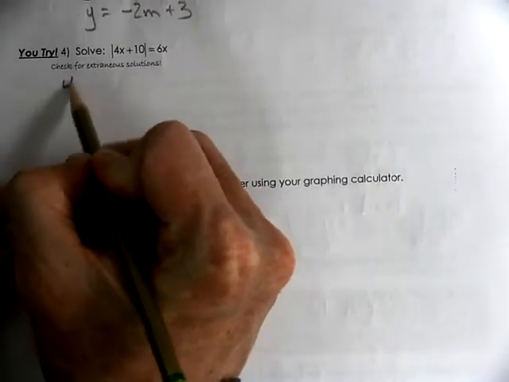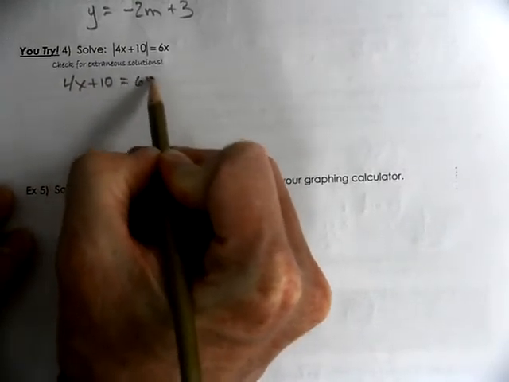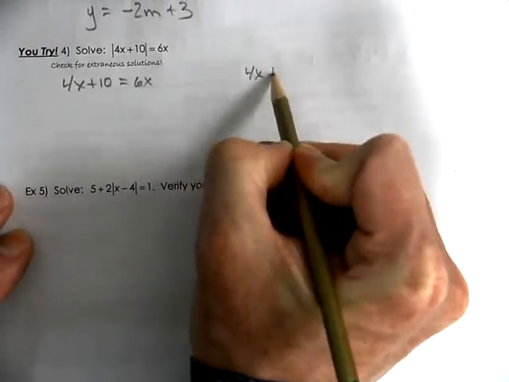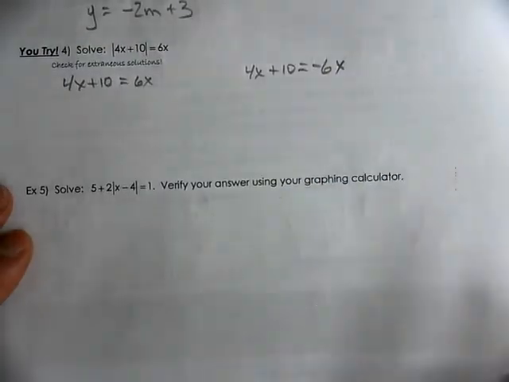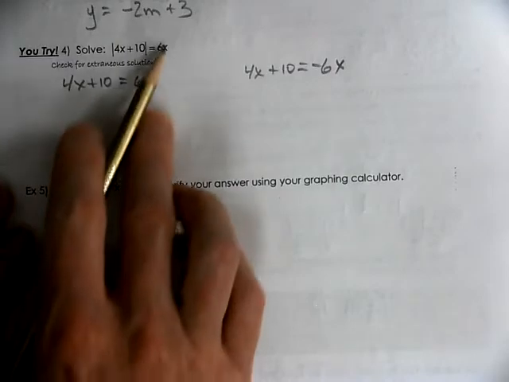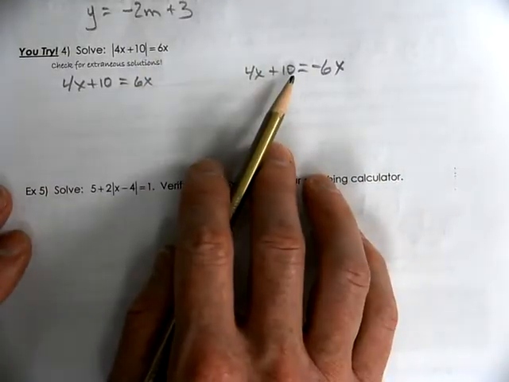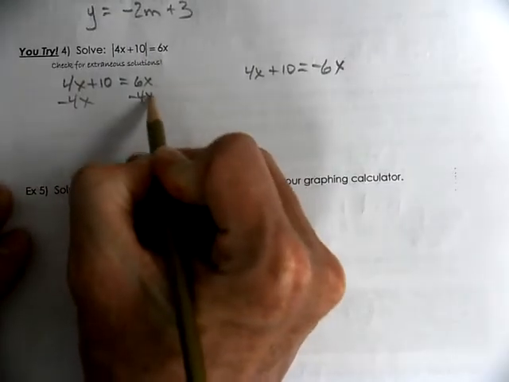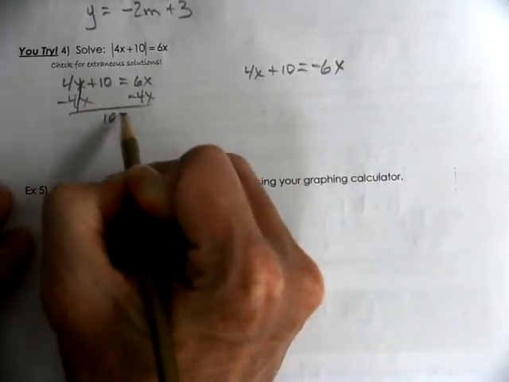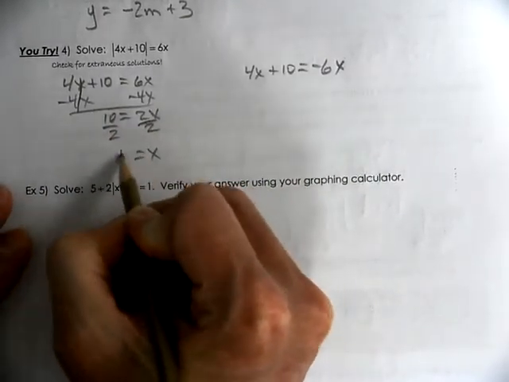So we're going to start out with 4x + 10 = 6x, and 4x + 10 = -6x. We do the positive version just like it's written, and we do the opposite version with the negative sign in front of it. And from here, that's a quick little solve, and we get the value of 5.